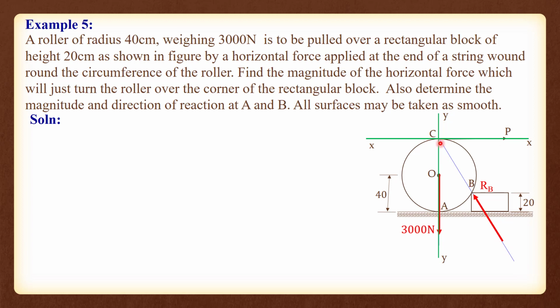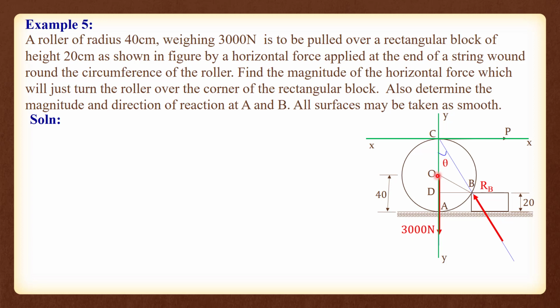So if we want to solve this problem using the method of resolution, we need to identify the angle made by RB with the y-axis or with the x-axis. So let that angle be theta. Now how will you find out this angle? CDB is actually a right angle triangle, right? So you know this distance CD. CD will be equal to OC plus OD.